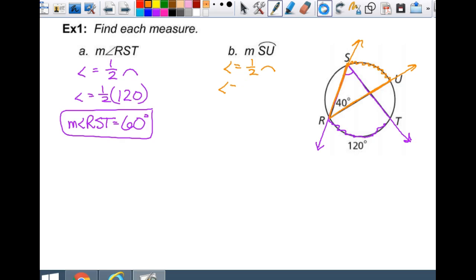I know the angle this time, right? So the angle is 40. It's equal to half of the arc. So how do I figure out the arc measure? Multiply by 2. So the measure of arc SU is equal to 80 degrees.